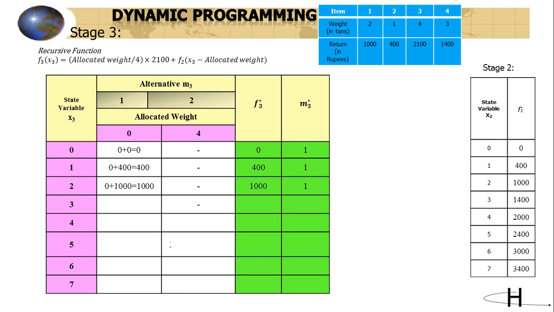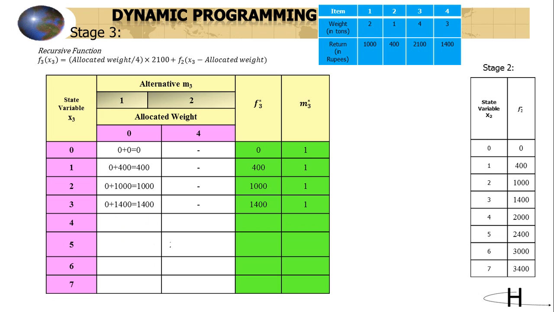Now when x3 equal to 3, the recursive function value will be 0 plus 1400. Here this value will be 0 plus f2 of x3, that is 3 minus 0, so it is 3. So f2 of 3 is 1400. So the recursive function value is 1400. The best recursive function value will be the same 1400 with respect to alternative 1.